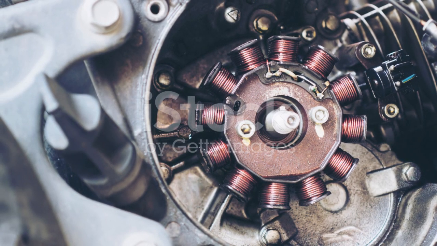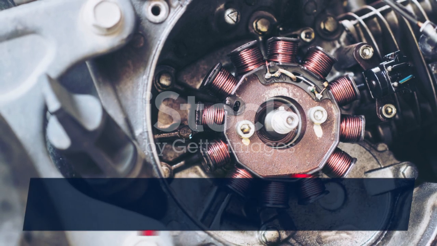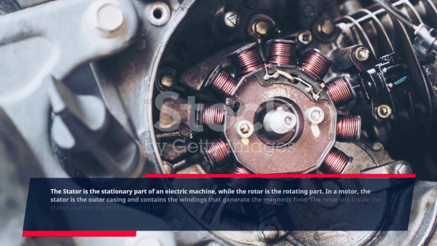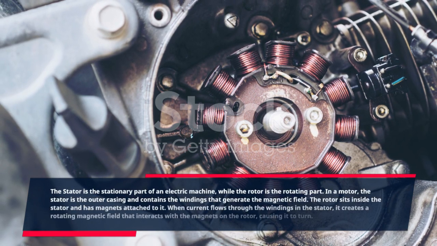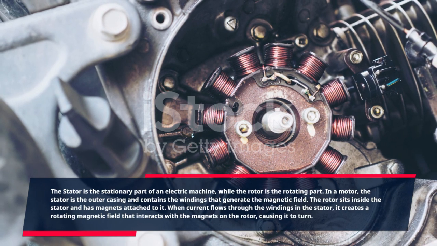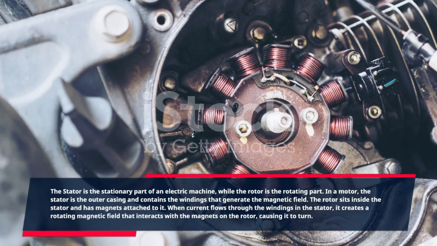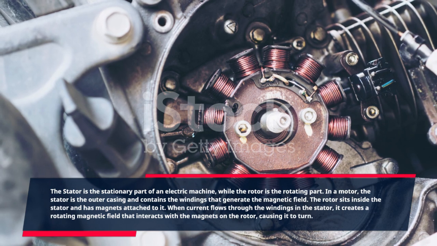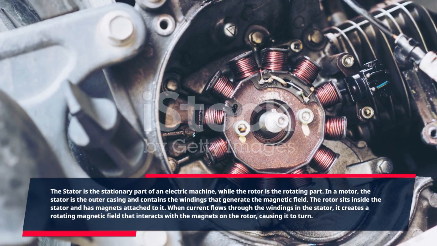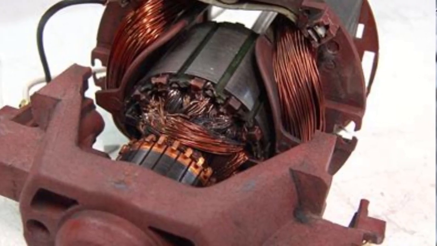The stator is the stationary part of an electric machine, while the rotor is the rotating part. In a motor, the stator is the outer casing and contains the windings that generate the magnetic field. The rotor sits inside the stator and has magnets attached to it. When current flows through the windings in the stator, it creates a rotating magnetic field that interacts with the magnets on the rotor, causing it to turn.